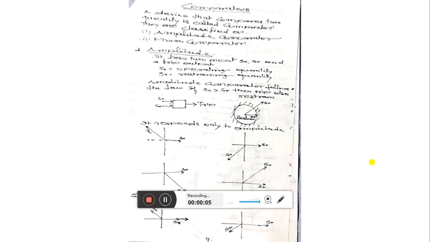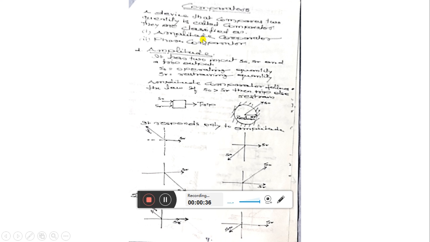So dear students, in this lecture we are going to study about comparators. We can define a comparator as a device that compares two quantities. These comparators are classified as amplitude comparator or phase comparator.